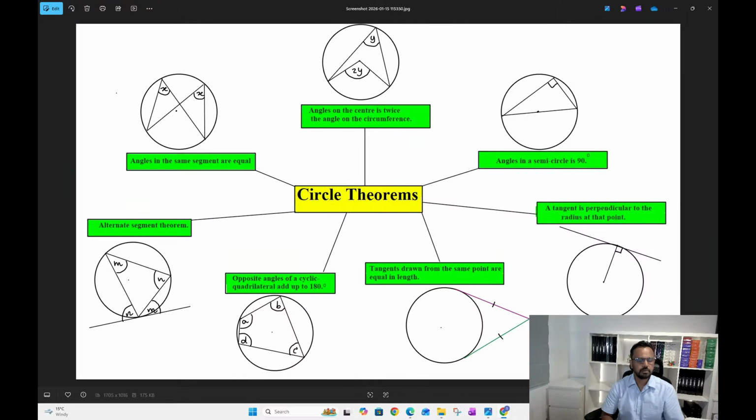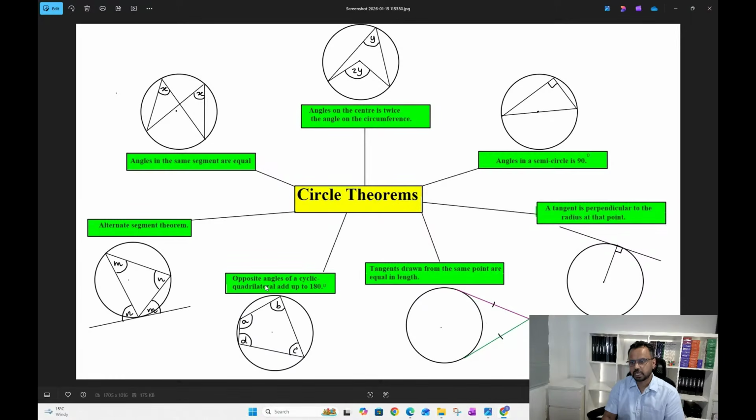All the circle theorems. Angles in the same segment are equal. Angle at the center is twice the angle at the circumference. Angle in a semicircle is 90 degrees. A tangent is perpendicular to the radius at that point. Tangents drawn from the same point are equal in length.